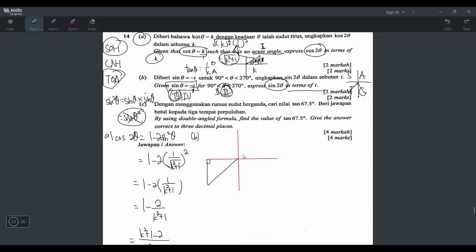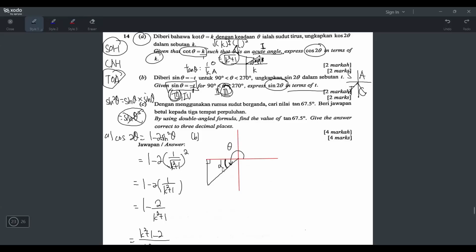Okay, let's talk about your angle first. Your angle is from here to here. This is your real angle, right? So if your angle is outside the right angle triangle, what you should do is find the reference angle. And the reference angle for this angle here will be here.